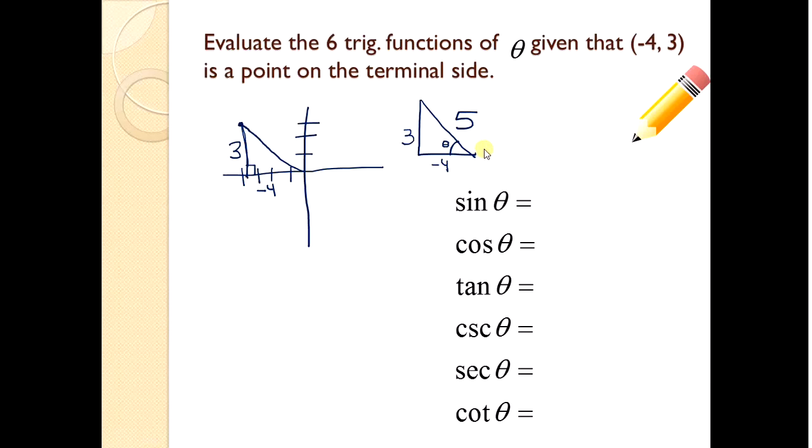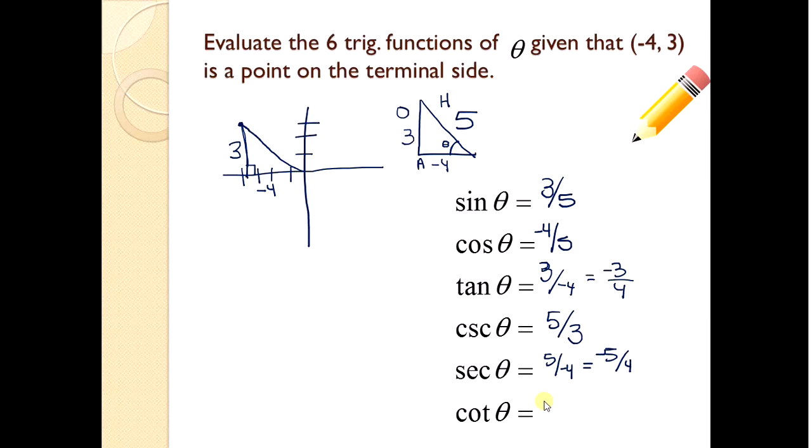So sine, remember, that's opposite over hypotenuse. So my opposite is 3, hypotenuse, and then there's my adjacent. So opposite over hypotenuse is 3 over 5. Cosine would be negative 4 over 5. Tangent, opposite over adjacent, 3 over negative 4. Now I can make that negative 3 over 4. Doesn't matter. Cosecant is the opposite of sine. Remember, it's sine flipped. So 5 over 3. Secant would be 5 over negative 4 because it's cosine flipped. I'm just going to rewrite that with the negative on the top. And cotangent will be negative 4 over 3.